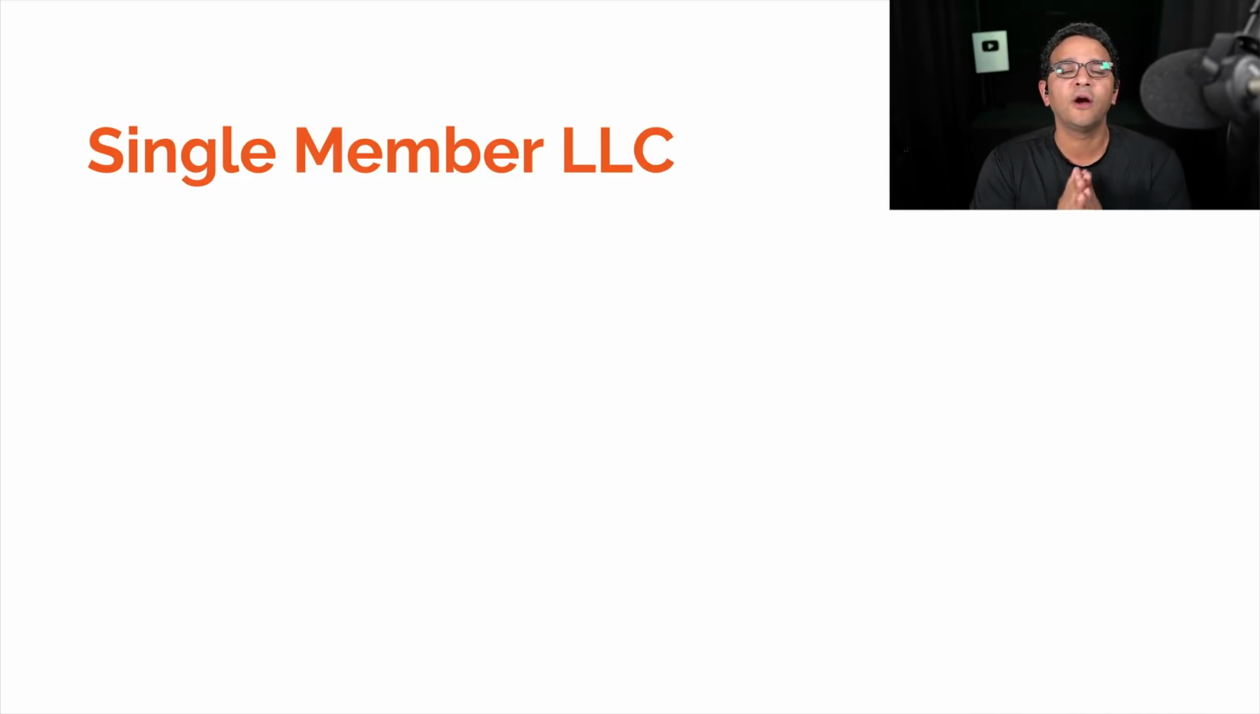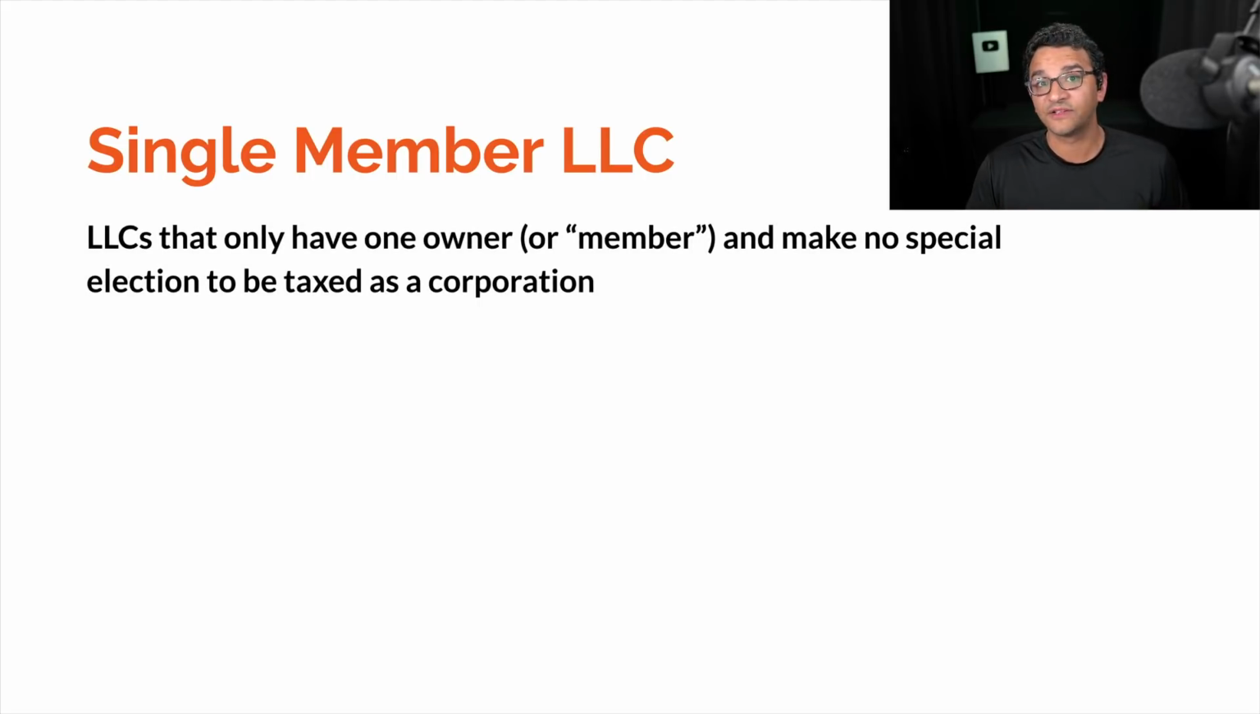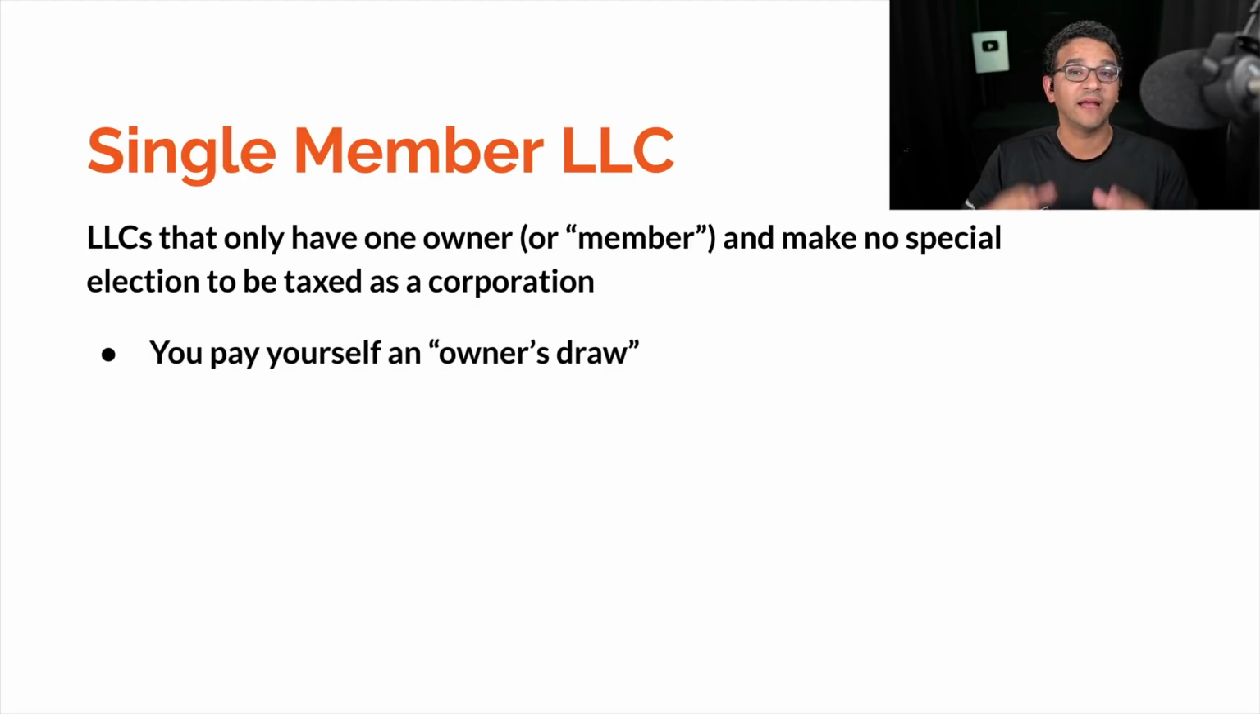Now let's start with single member LLCs, the most common type of LLC in America. I started my business on my own. I created an LLC, so I operate under my personal name, and I'm running a business. A single member LLC is an LLC formed in any state that is owned by a single owner. Now, if you don't make a special election to be taxed as a corporation, an LLC will always by default be treated as a single member LLC, which means that you file the tax return on your personal tax return. You can pay yourself an owner's draw whenever you want.